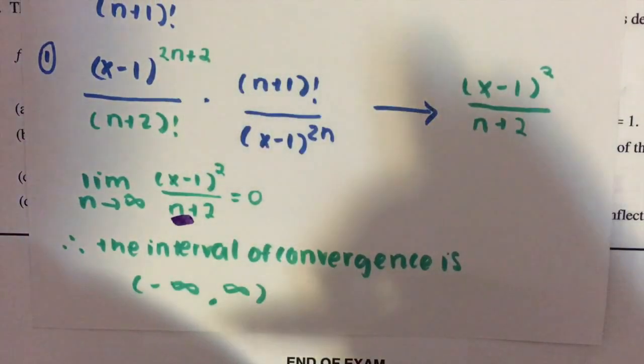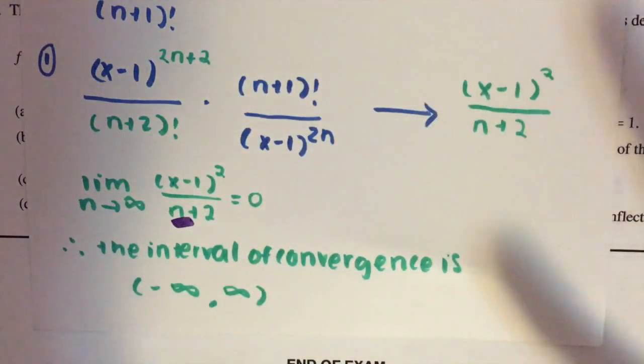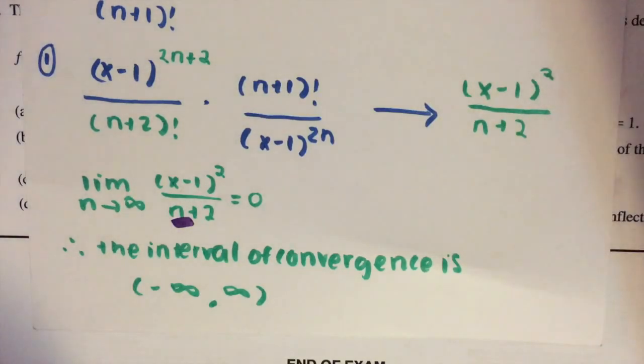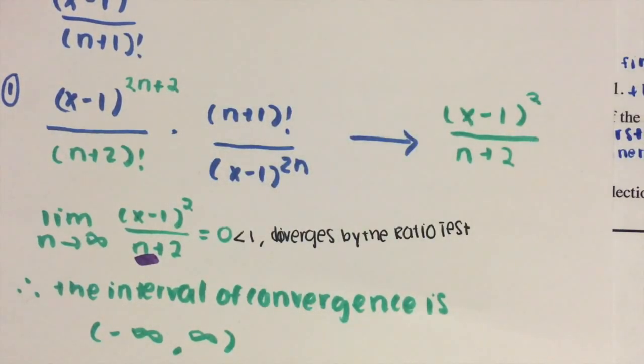If there's an n in a denominator, that typically means that the interval of convergence will be from negative infinity to infinity, or encompassing all real numbers. This is because the limit of a number over infinity is 0, and by the ratio test, 0 is less than 1, which indicates convergence.